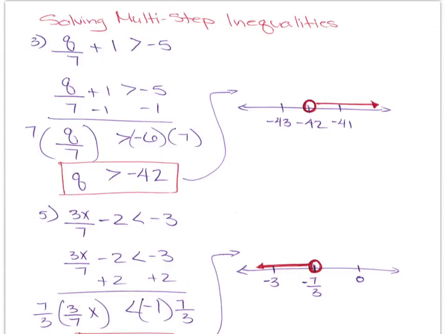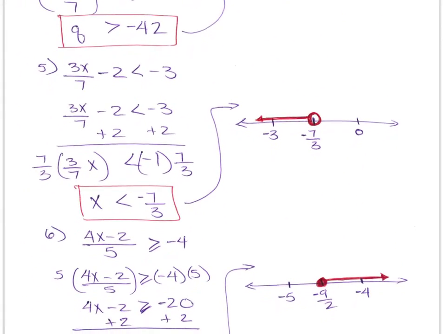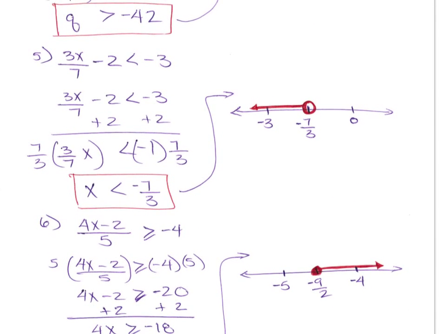Now let's move on to problem 5. Let's scroll this up so you can see it. As you can see right here with problem 5, we have 3x over 7 minus 2 is less than negative 3. We want to isolate 3x over 7 by itself on the left hand side. So we're going to add 2 to both sides. Notice that this is minus 2. So we're adding 2 to both sides.